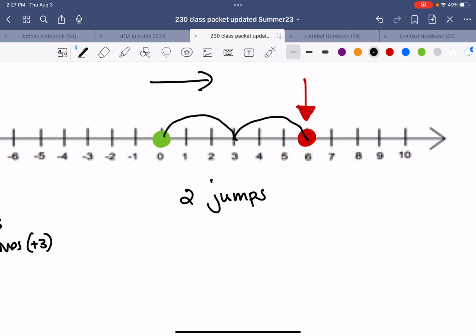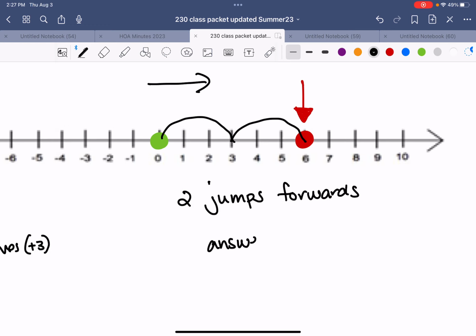And in this case, I'm going the same direction as my arrow. My arrow goes from green to red. So that means I'm going forwards, going with the arrow. And so that means that my answer here is going to be positive because it's forward, 2 because we go 2 jumps. Okay, so my answer is positive 2. Again, I put the positive sign in there for emphasis. You don't need it.